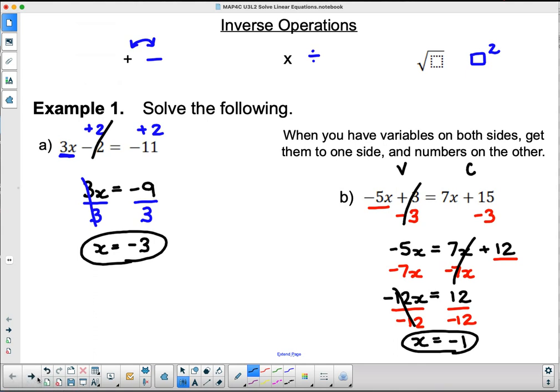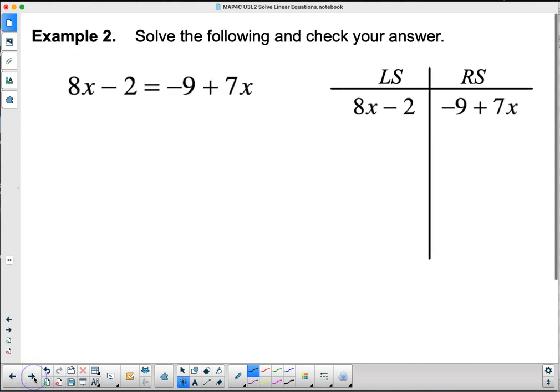Okay, moving along to the next page. We got 2 more examples to go through. This first one, we have to do the example and then we have to check it. And this is called a left side, right side check, and we'll talk about it in a minute, but I'm also going to shorten what I'm doing here. So here's what we're going to do.